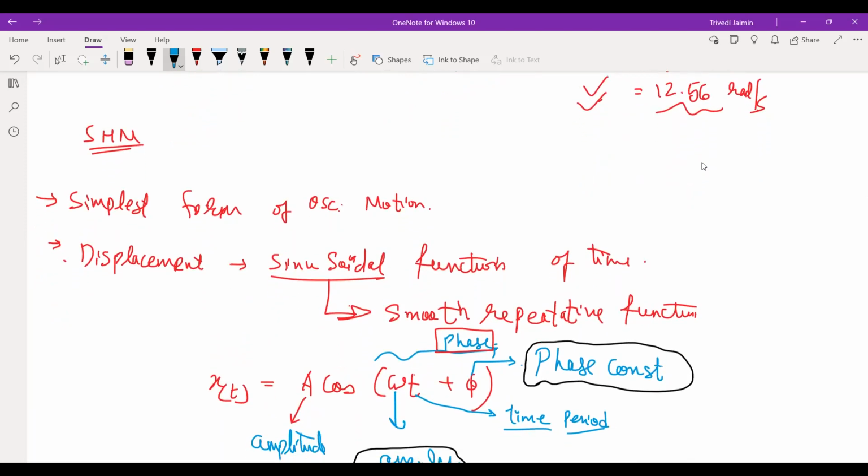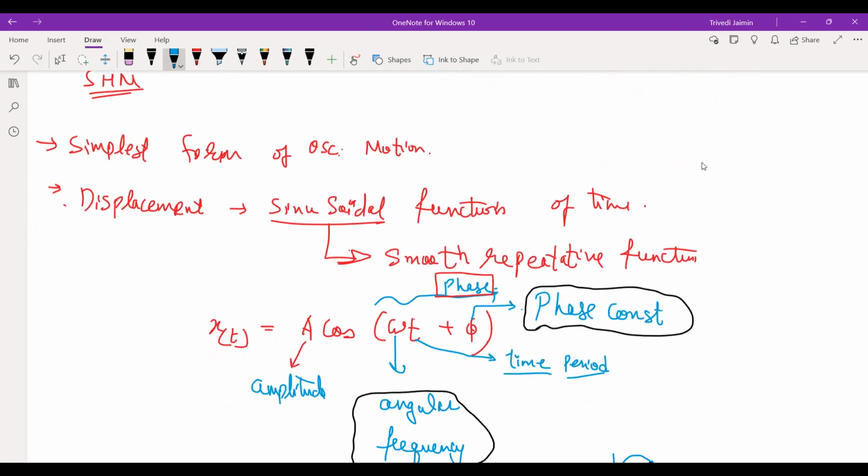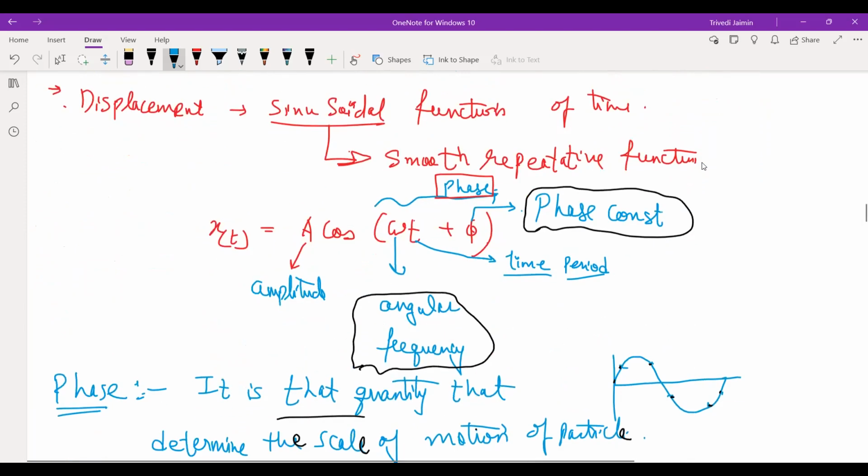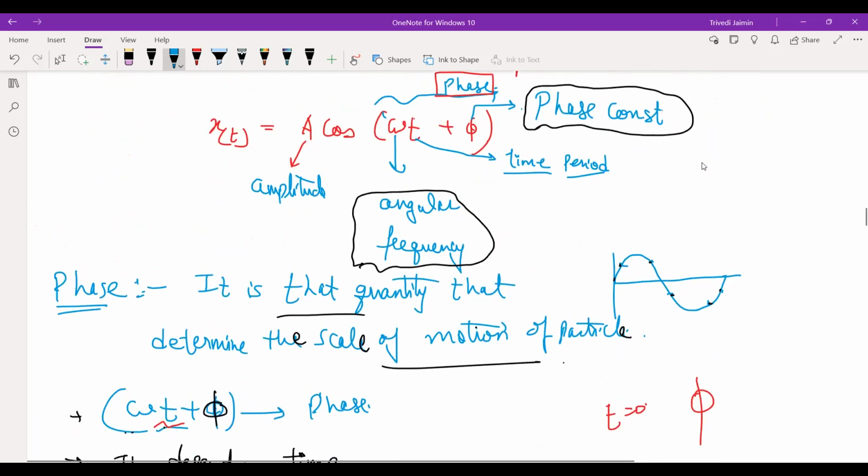In this one we have x as a function of t, A cos (omega t plus phi). A is the amplitude, omega is the angular frequency, t is time, and phi is the phase constant. And this total is called the phase. What is phase? It is a quantity that determines the state of motion of the particle, meaning its position, where it is located.